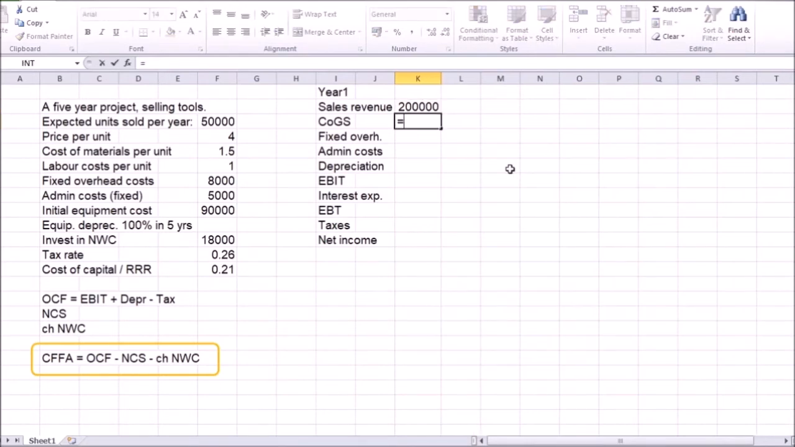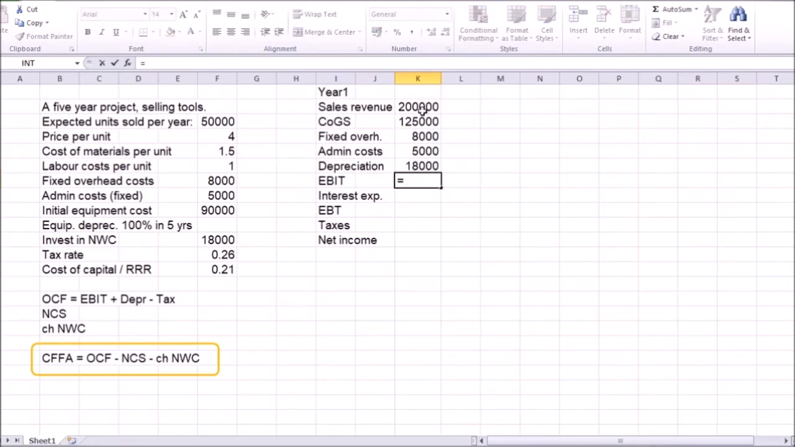For the cost of goods sold, we're going to have the quantity again, 50,000 units, multiplied by the costs per unit, including material and labor costs. That's 1.5 plus $1. Altogether, cost of goods sold is 125,000 per year. Fixed overhead costs 8,000 and admin costs 5,000. Depreciation. Let's see, depreciation is applied to the initial cost of 90,000, and this 90,000 is depreciated completely within 5 years. Assuming straight line depreciation, 20% of this 90,000 is depreciated every year, giving you 18,000.